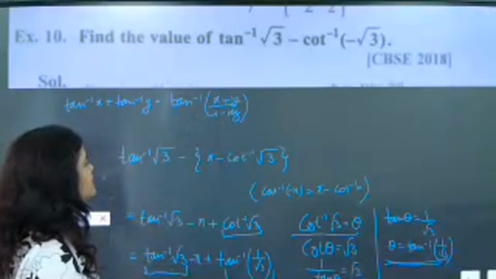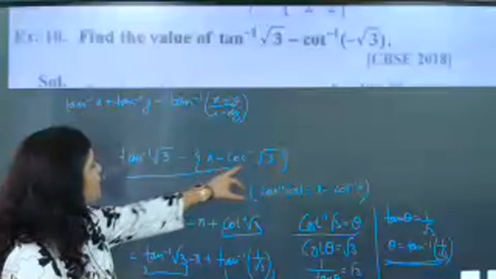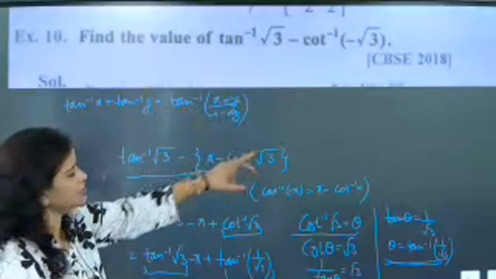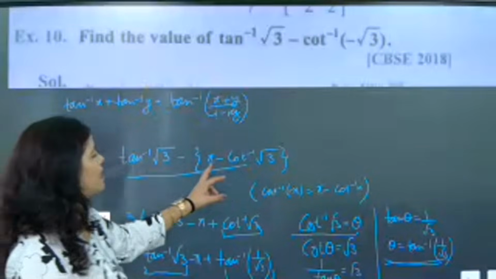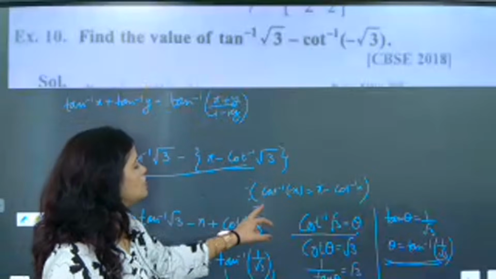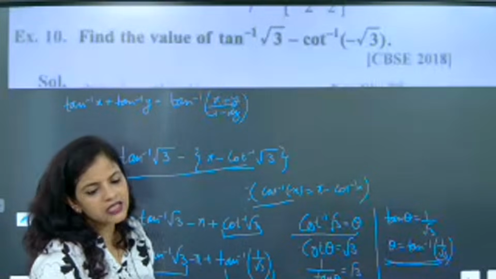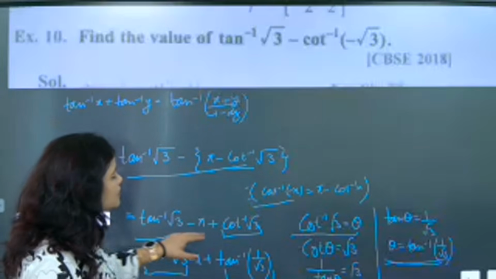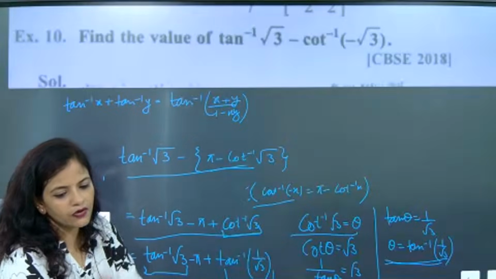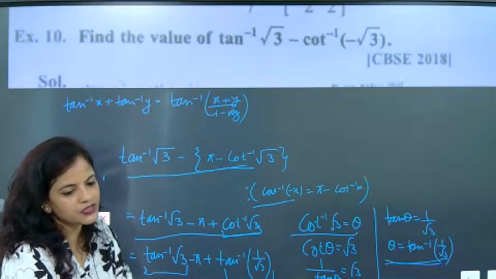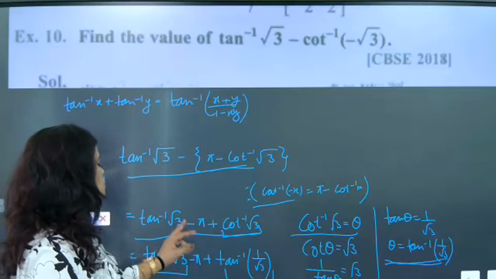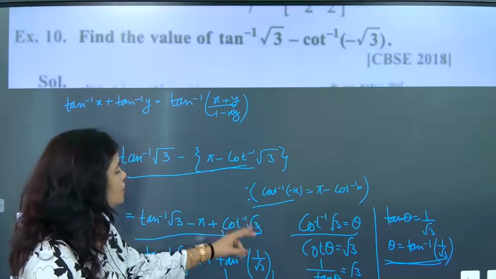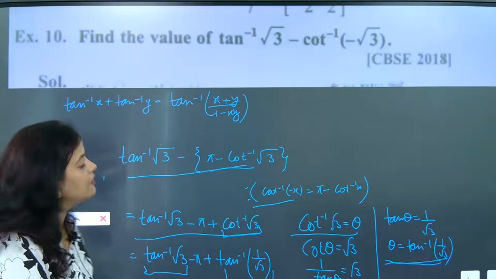Till now, what did we do? Let's remind it one more time. First in the question, cot inverse minus root 3 was there. We removed minus root 3 by writing the formula, because cot inverse minus x is pi minus cot inverse x. After writing that, in the exam, if this question comes, you write very carefully, step by step: tan inverse root 3 minus pi plus cot inverse root 3. Here I told you how to convert to tan inverse. Cot inverse root 3 will become what, theta?